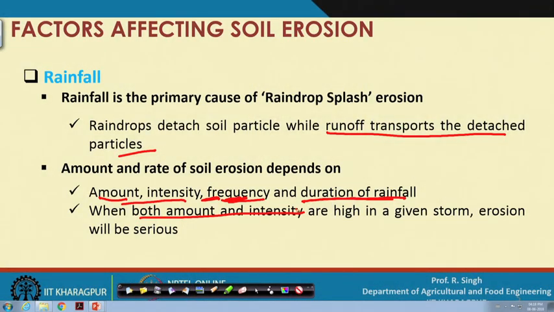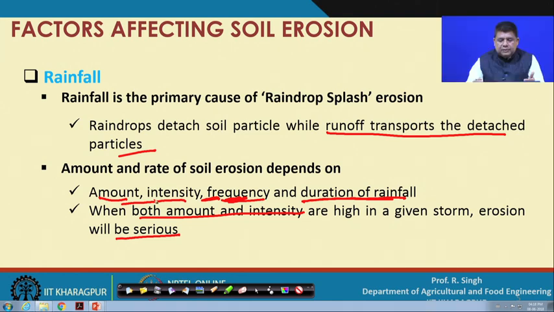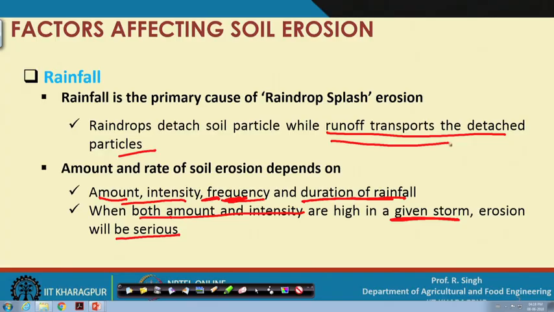And when both amount and intensity are high in a given storm, erosion will be serious. We just saw independently how amount and intensity could result in soil erosion, but you can easily guess that when in a given rainfall storm both amount and intensity are high, it will very quickly satisfy the infiltration capacity of the soil, and that means the amount of runoff or overland flow will be much larger, and obviously the capacity to transport the detached soil particles of such an event will also be very, very high.